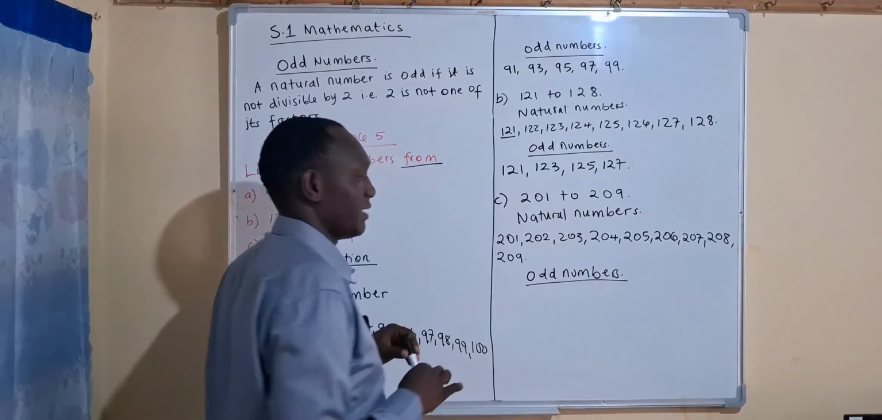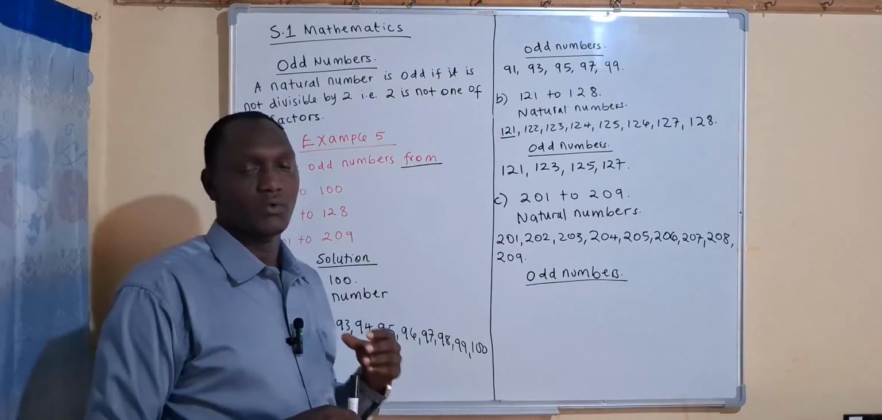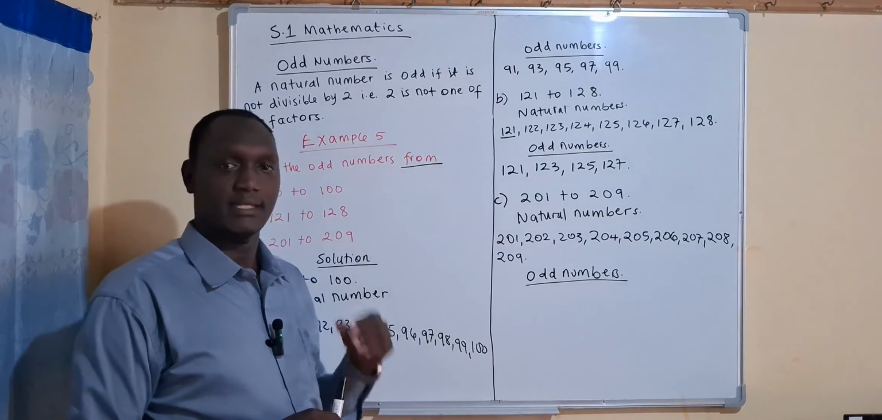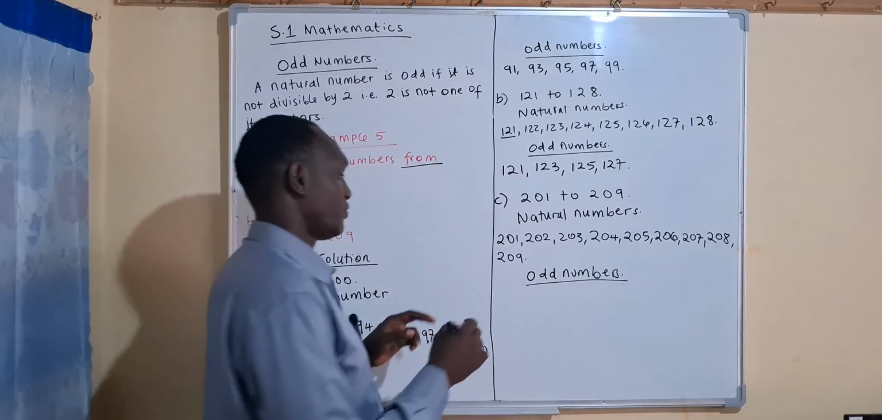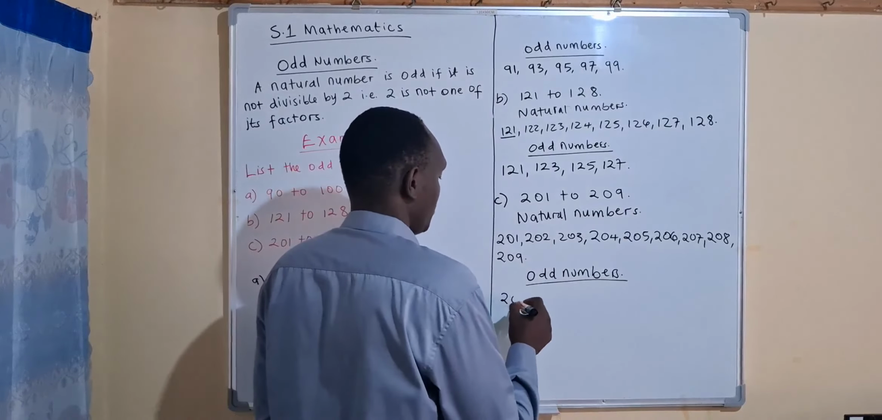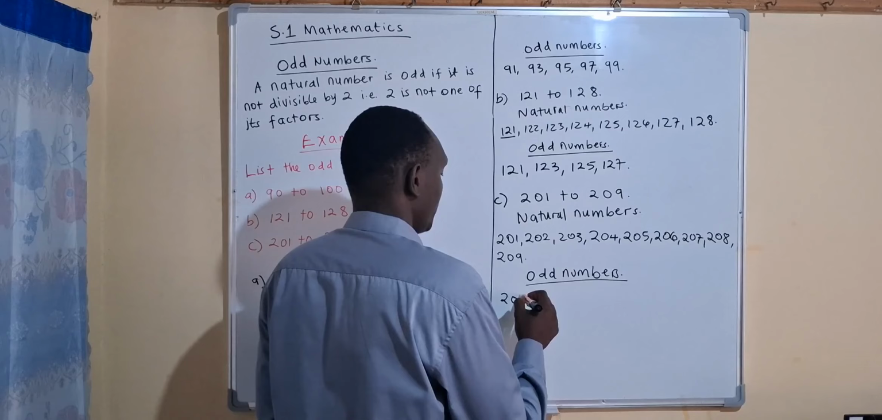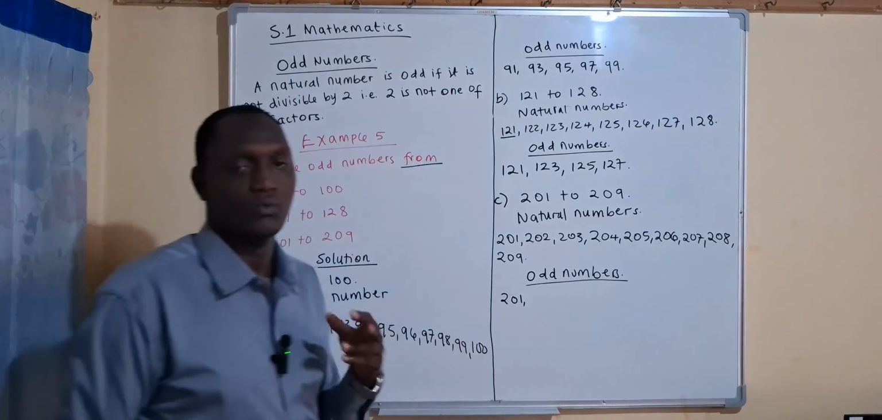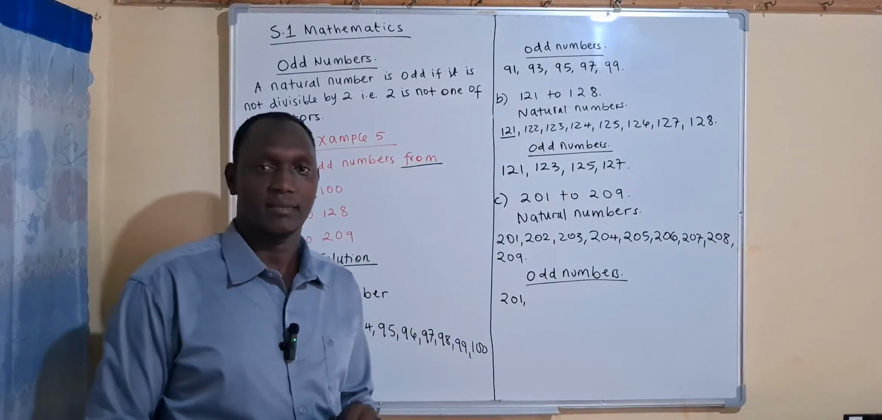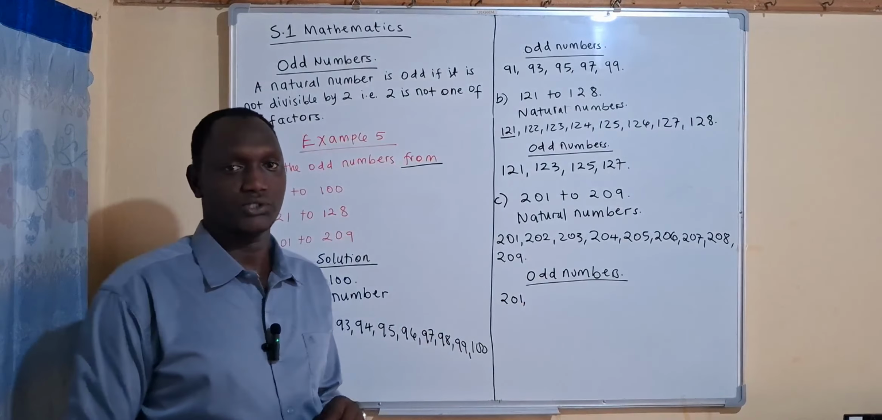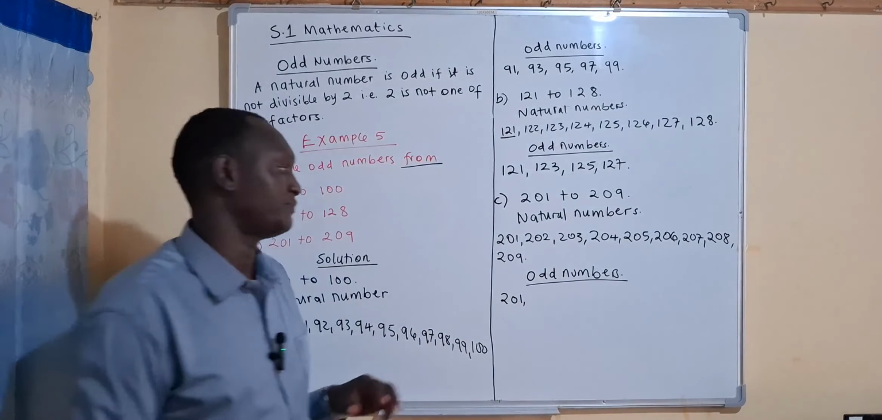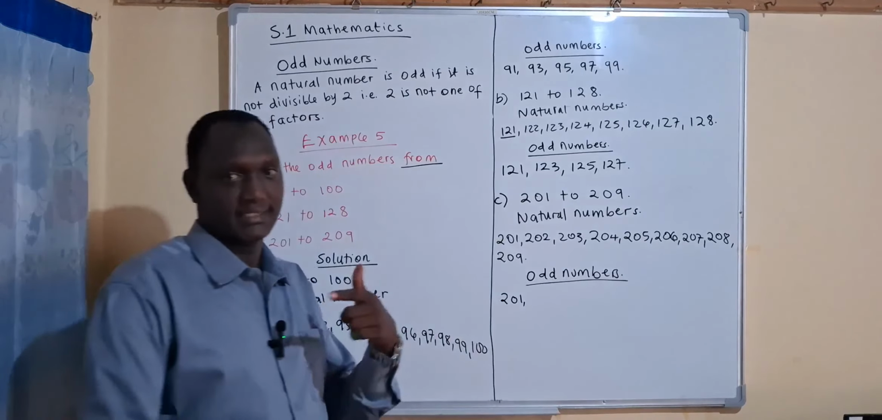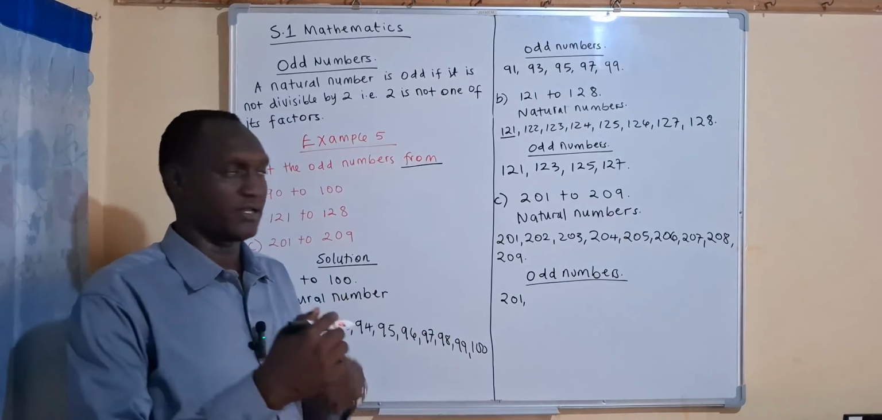So 201 divided by 2, you get 100, and then there is a remainder of 1. Therefore, 201 is an odd number. 202 divided by 2, you get 101, and the remainder is 0. Therefore, 202 is an even number. So it keeps on alternating: even, odd, even, odd.